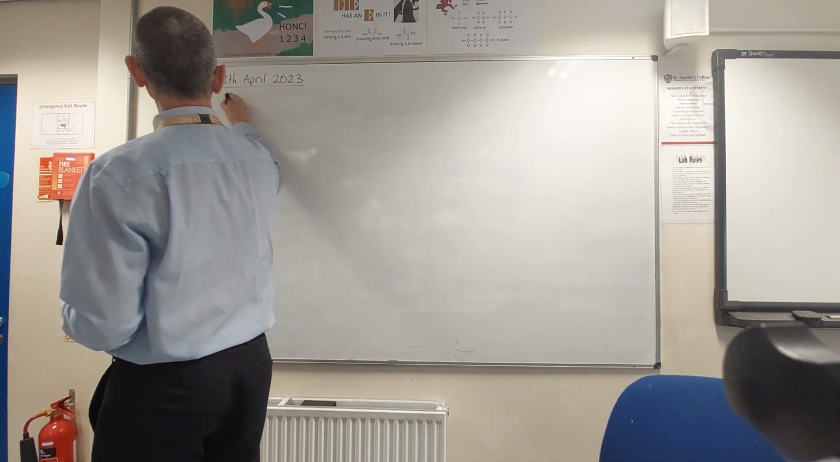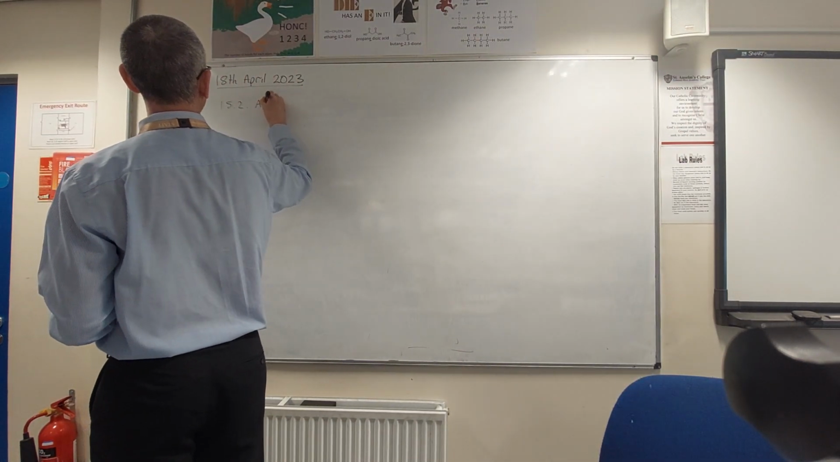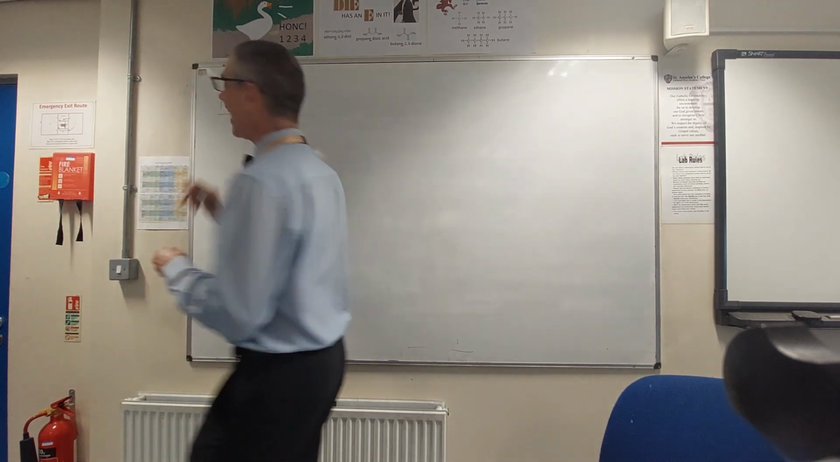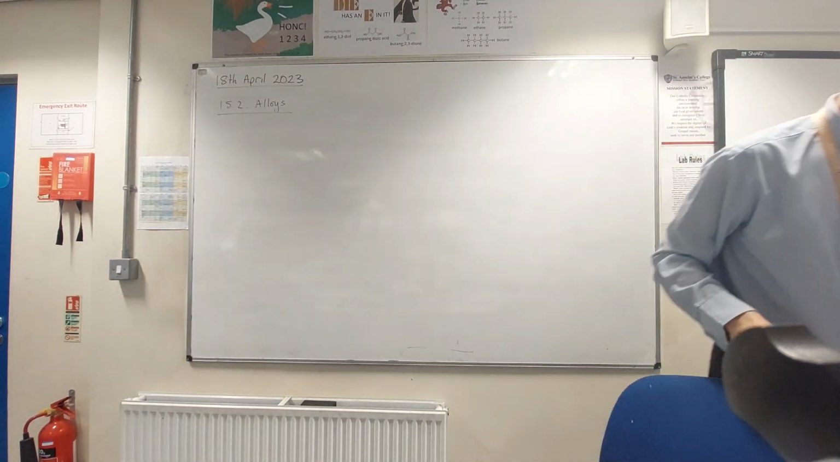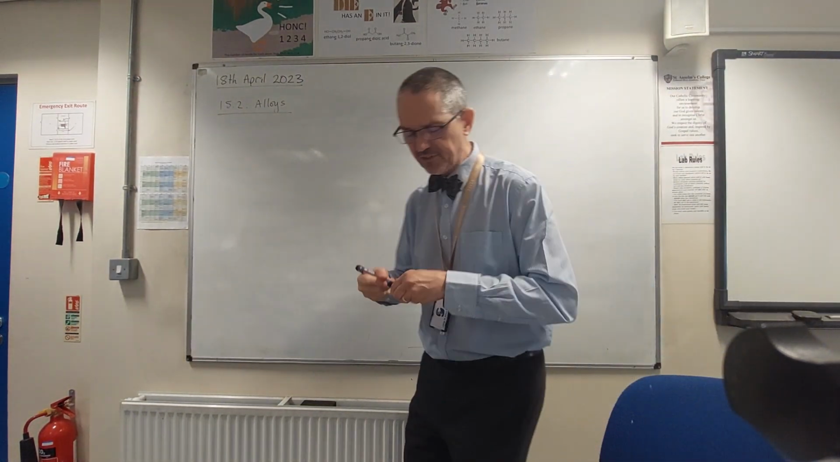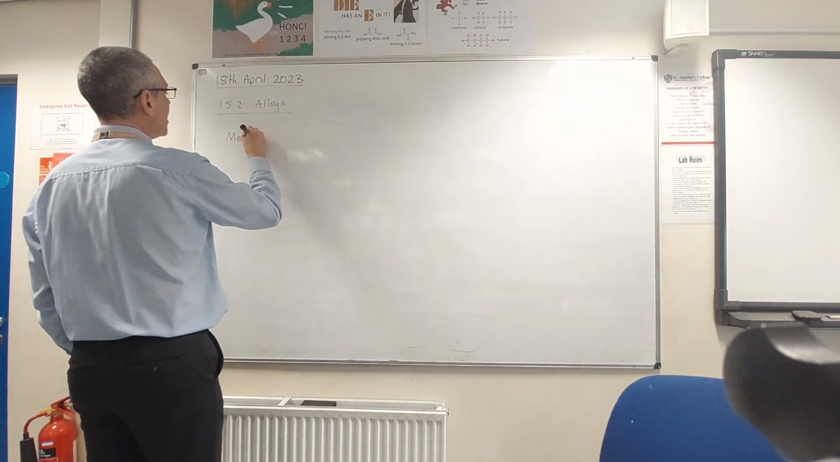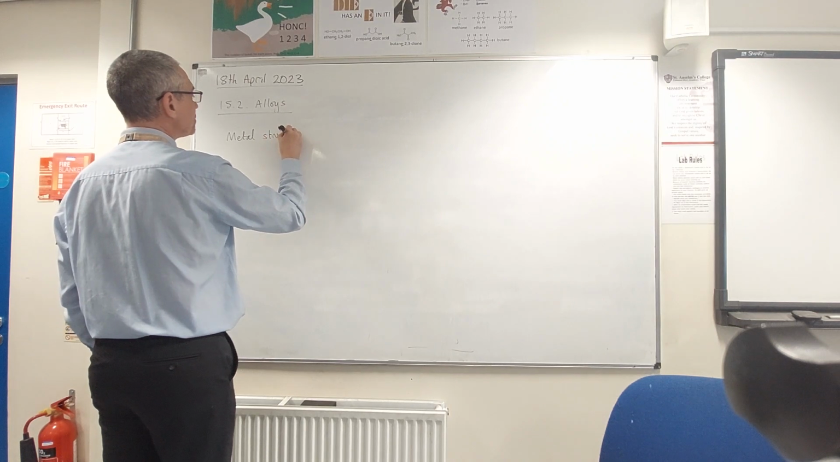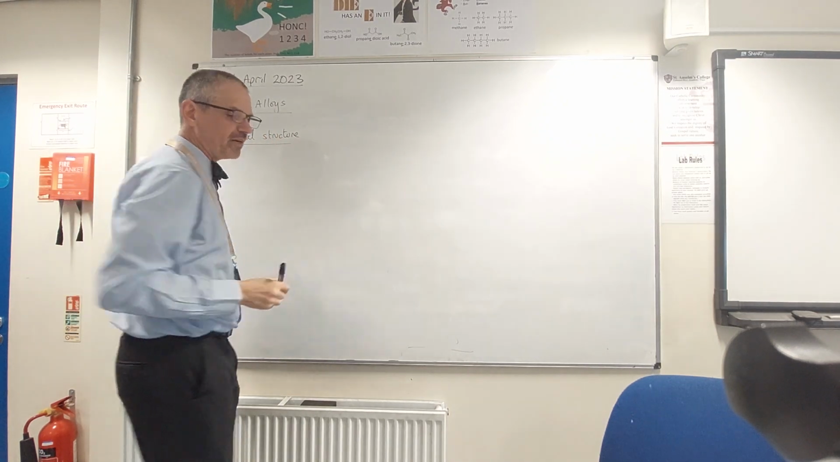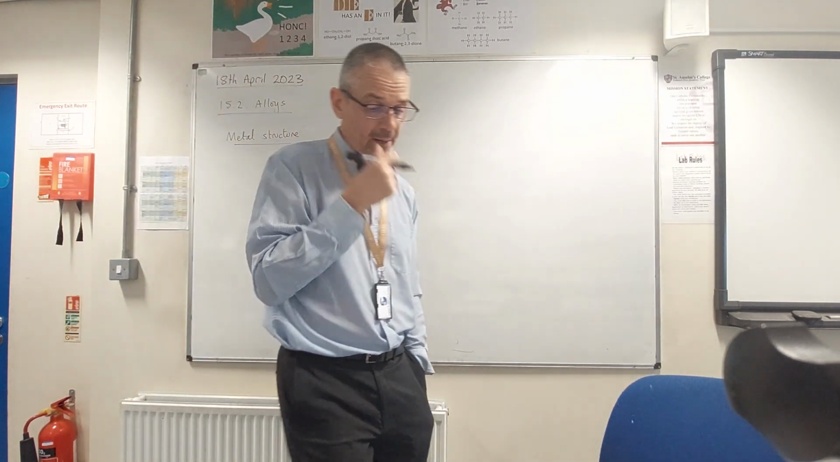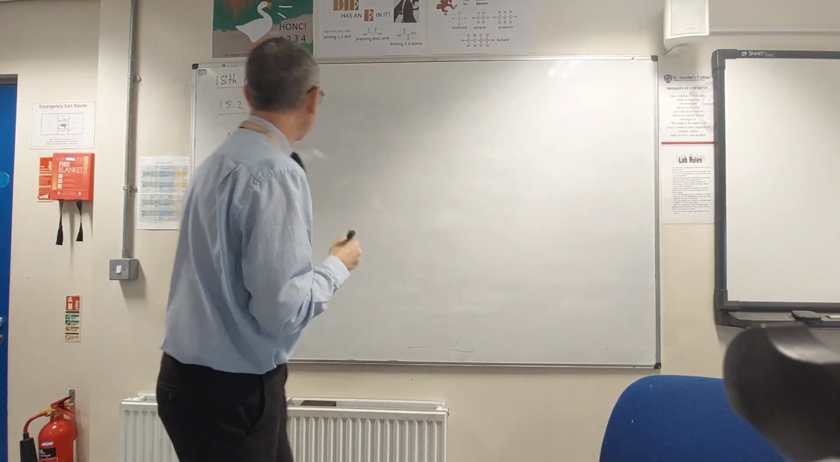All right, here we go again. This is 15.2. We're talking about alloys today. Just before we get stuck into the alloys proper, let's think about metal structure. This would be topic 3, paper 1, structure and bonding.